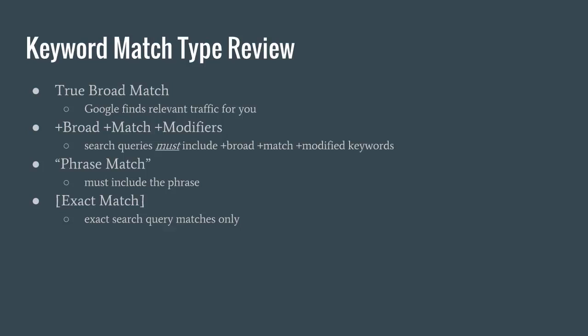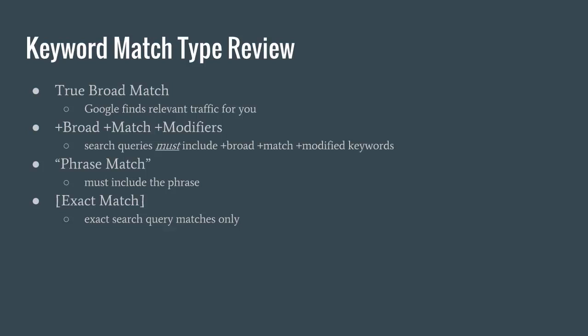Broad match modifiers involve the little plus signs in front of each one of the keywords, and it forces the actual keyword to be in the search query. Let's go back to the ticket example. Let's say you had the keyword plus traffic plus ticket. Then if someone looked up Justin Bieber concert ticket, it wouldn't trigger that keyword, because that search query doesn't have the word traffic in it. Because you have that little plus sign in front of the word traffic, it has to have the word traffic in it in order for your ads to show. So those are kind of cool because they're a little more granular than true broad match.